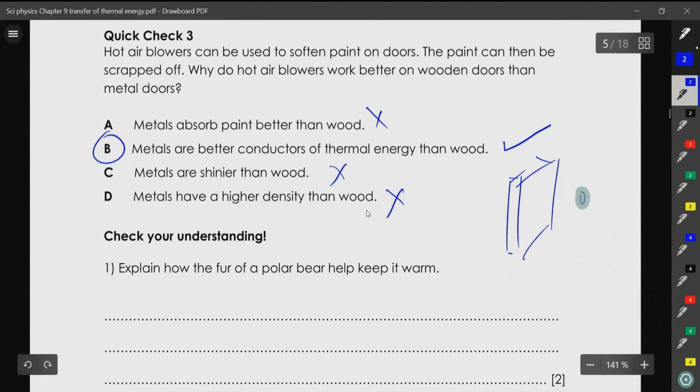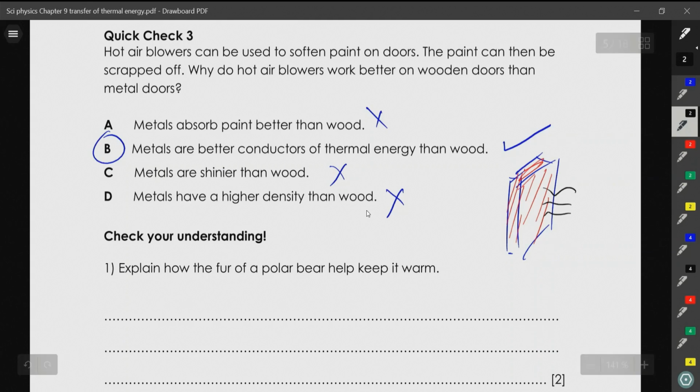Okay, and in that case, the hot air will not be absorbed by the paint. So if it's not absorbed by the paint, it won't be able to be softened. But if this door is now made of wood, and you have hot air going to it, because wood is a poor conductor of heat. In other words, a good insulator of heat.